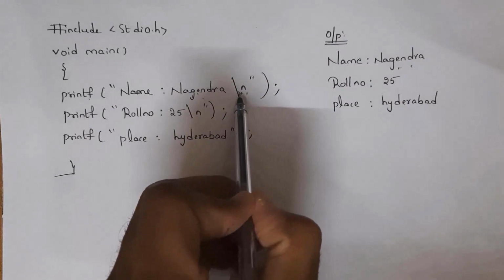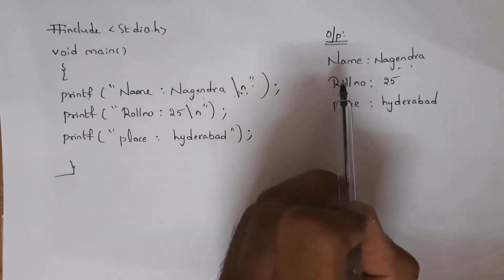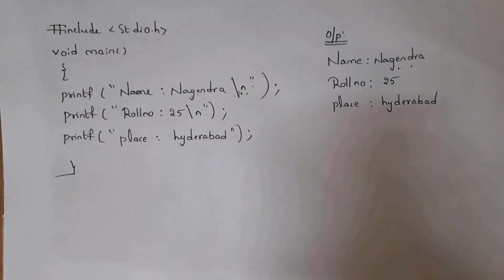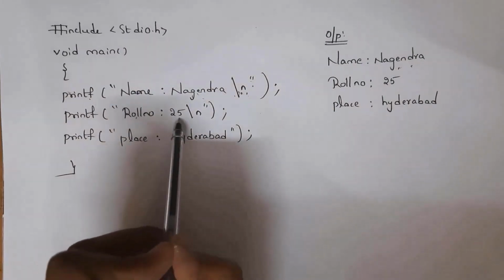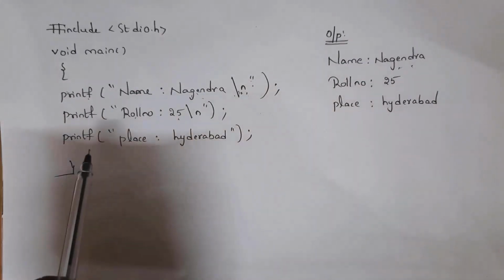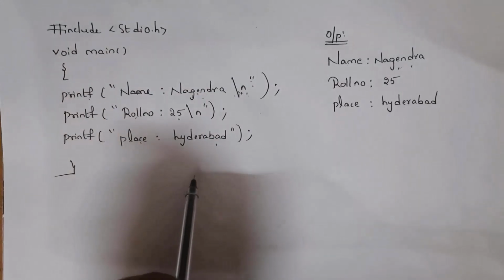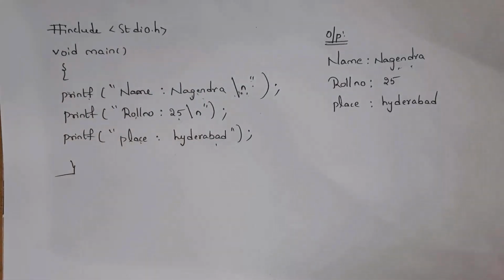Definitely you need to give \n inside double quotations. You should not give \n outside double quotations. It will display an error. After that, again I took printf roll number 25. So in the next line I will get output as roll number 25, and again I took printf and I have given place Hyderabad. Whenever you write this code, you will get output as name Nagendra, roll number 25, and place Hyderabad.